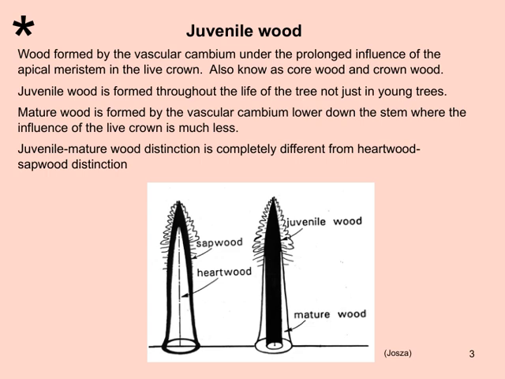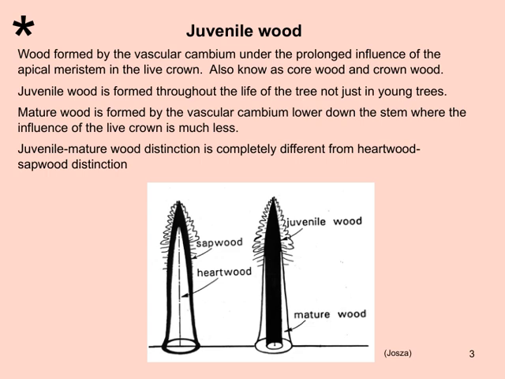An interesting point is that juvenile wood isn't just something that only appears in young trees. It actually forms throughout the entire life of the tree. So, even mature trees have juvenile wood in their structure. Now, contrast this with mature wood, which is formed by the vascular cambium in lower parts of the stem. In these areas, the influence of the live crown is much less, so the characteristics of the wood are different.